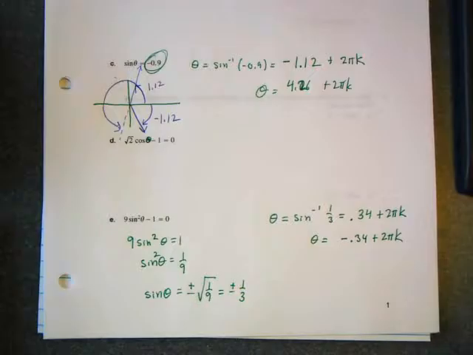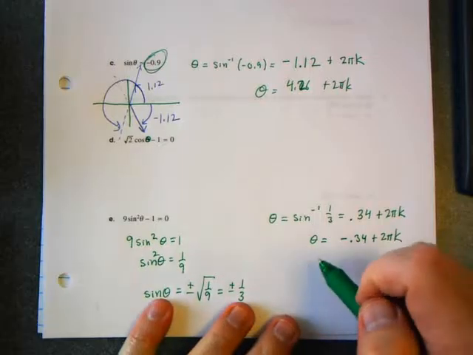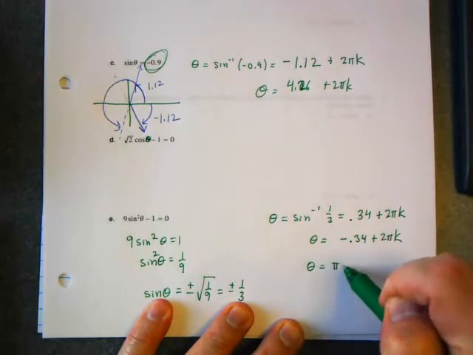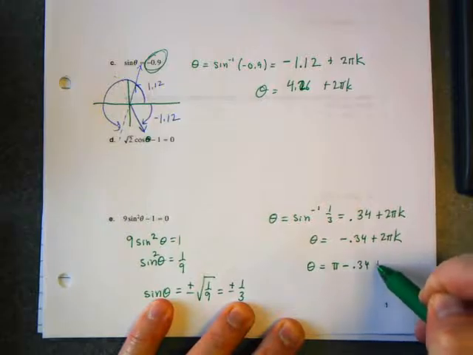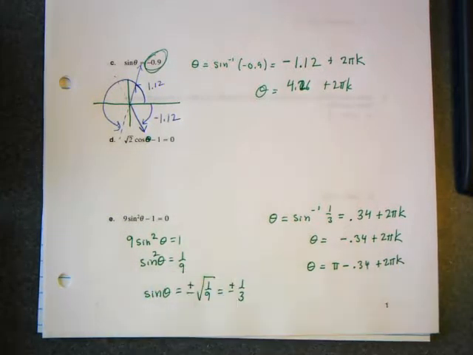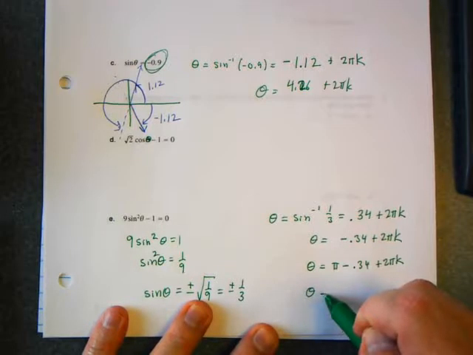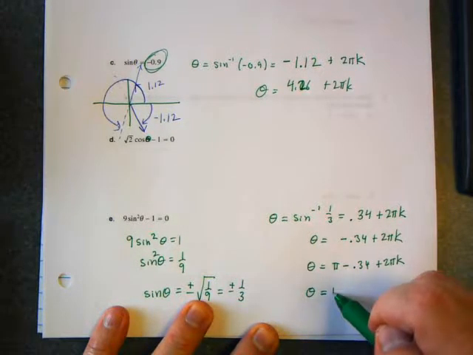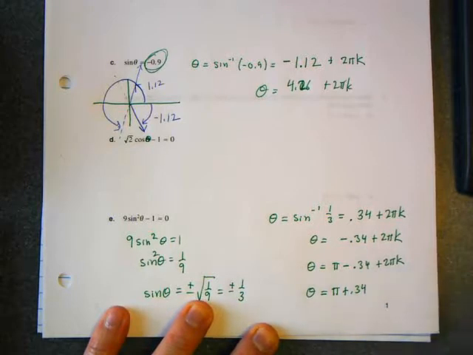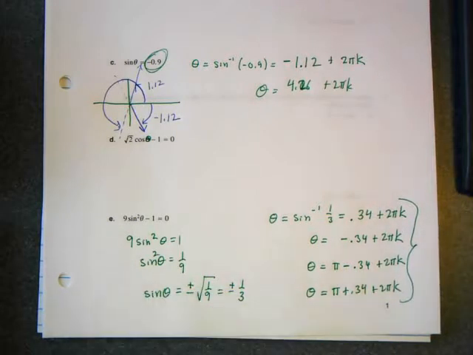How do I get to quadrant 2? So another answer is pi minus 0.34 plus 2 pi k. And of course you could grab your calculator and round that to the decimals if you want. And finally, how do I get to quadrant 3? Or pi plus 0.34 plus 2 pi k. So there's all of the answers. This one we needed 4 answers. Because of the plus and minus, we needed to hit all 4 quadrants. Questions on that one?